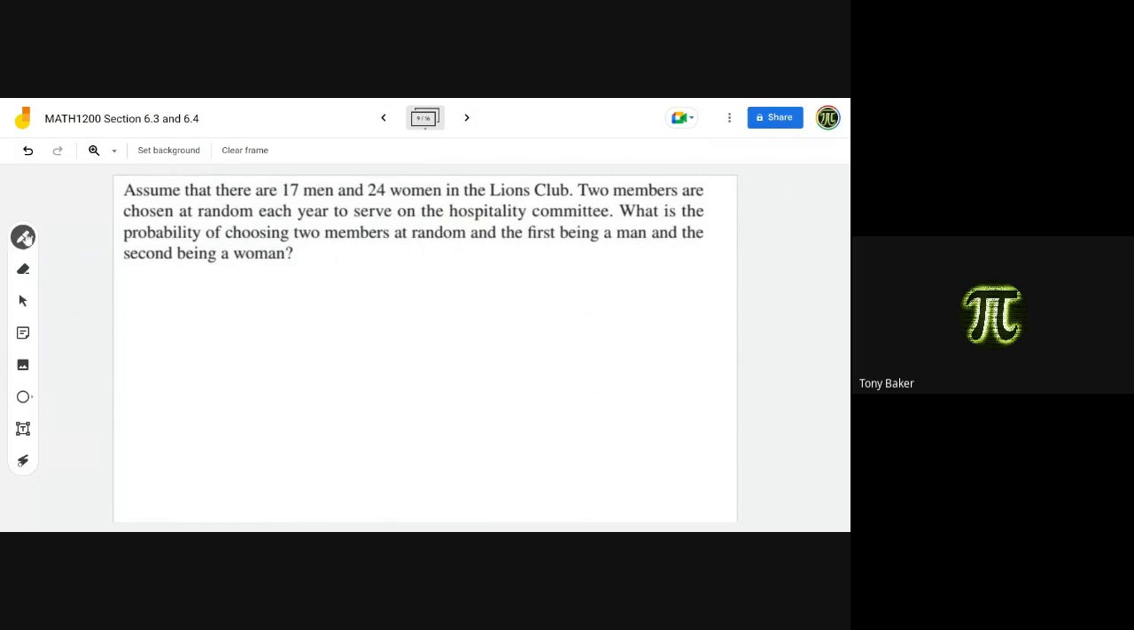Assume there's 17 men and 24 women in the Lions Club. 2 members are chosen at random each year to serve on the hospitality committee. What's the probability of choosing 2 members at random, the first being a man and the second being a woman?